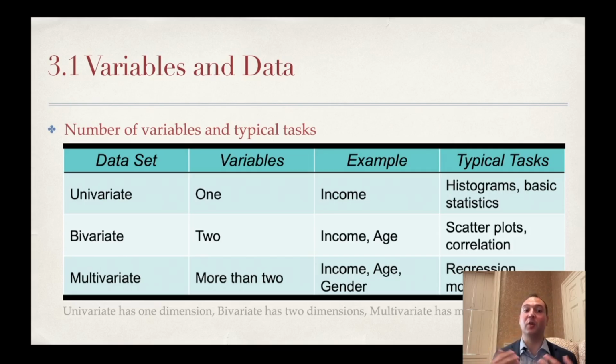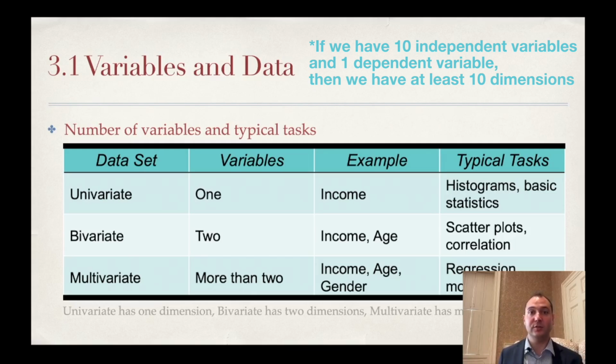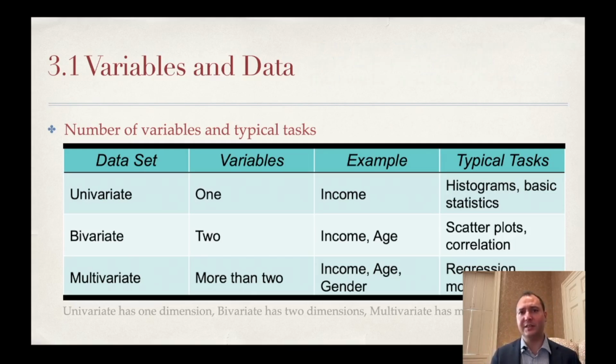Multivariate means there are multiple variables, three or more. In multivariate analysis, if we're trying to use these three variables or more, then we have multiple dimensions. If we have 10 variables, then we have 10 dimensions, and it's much more difficult to plot. It's very difficult to visualize 10 dimensions, but it's much easier to analyze it statistically. So for example, using regression modeling, which we cover towards the end of this lecture series, we can easily understand 10 dimensions in a numeric way, in a quantitative way.